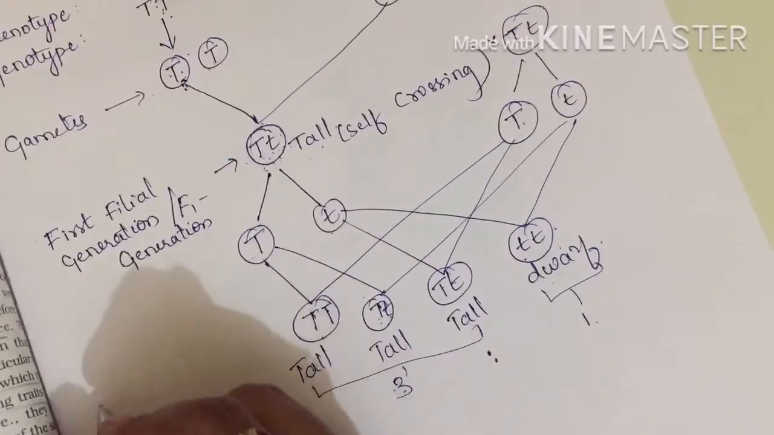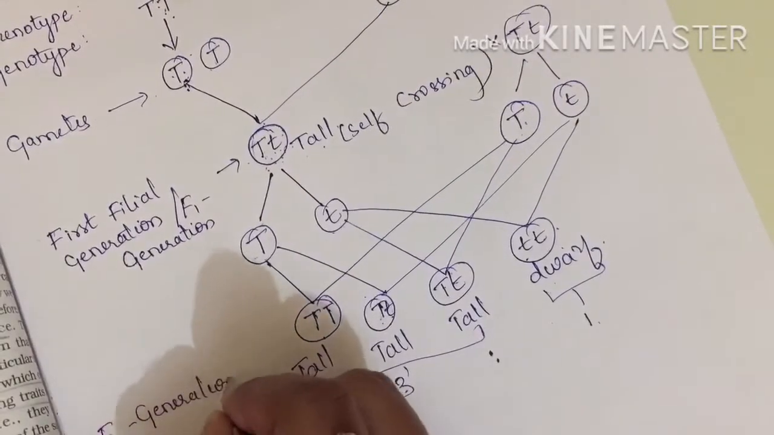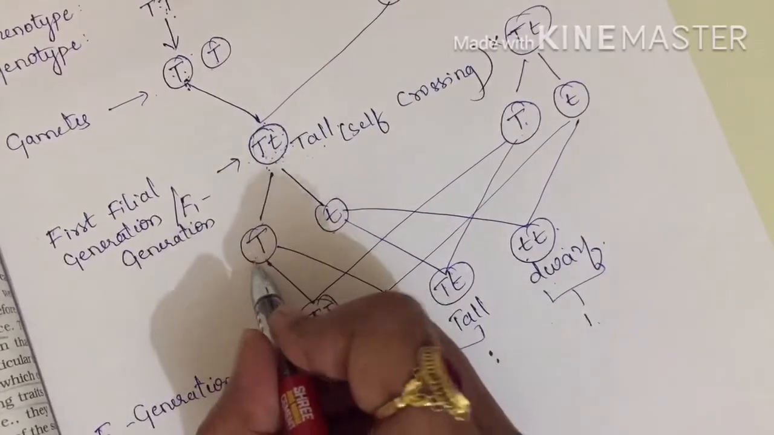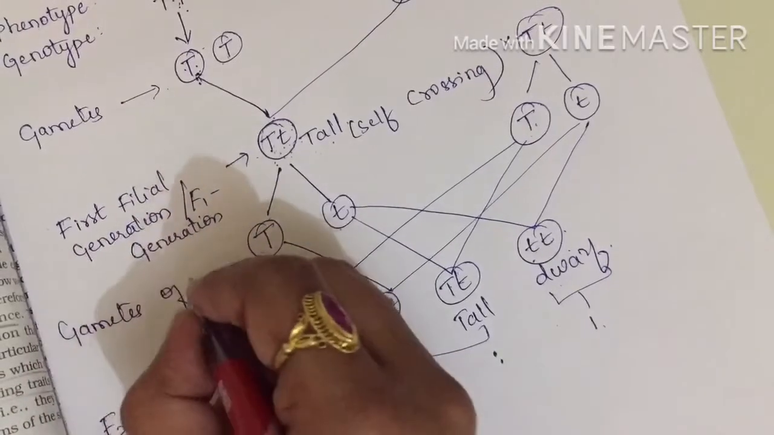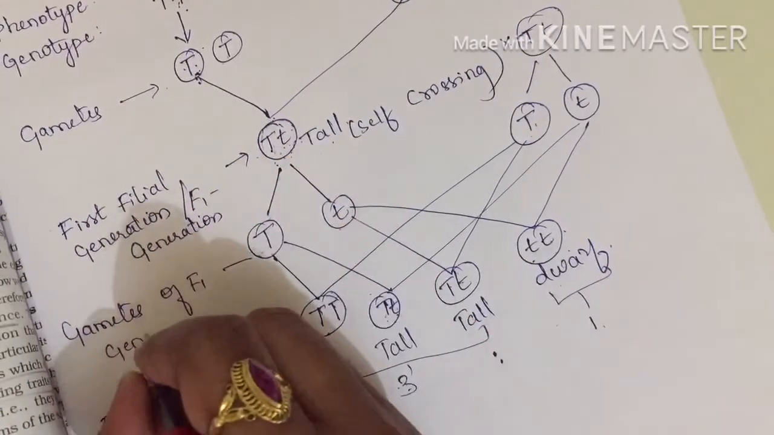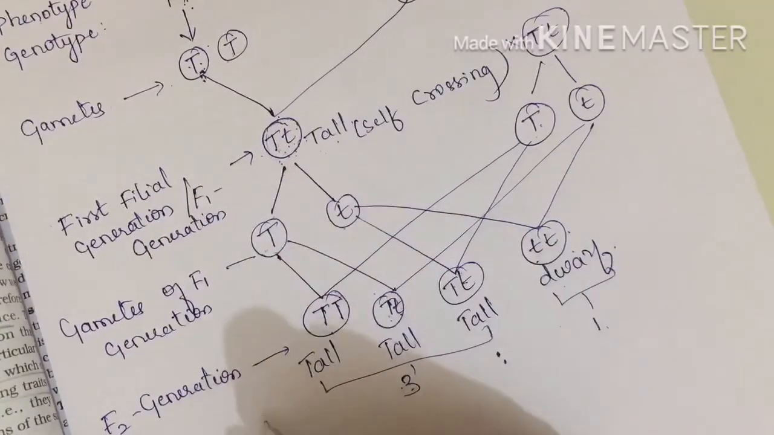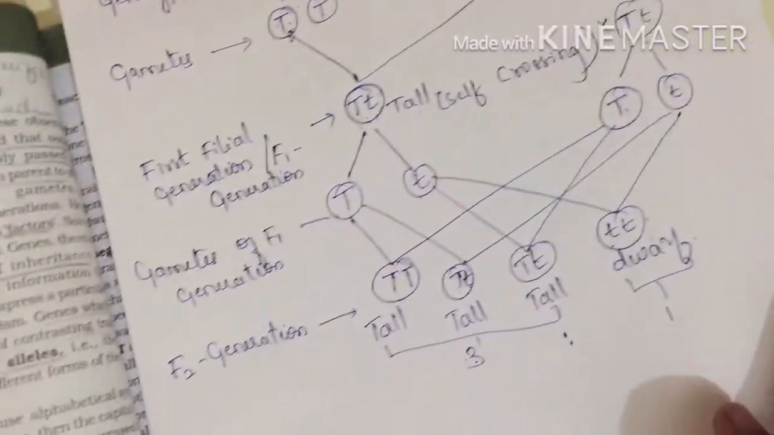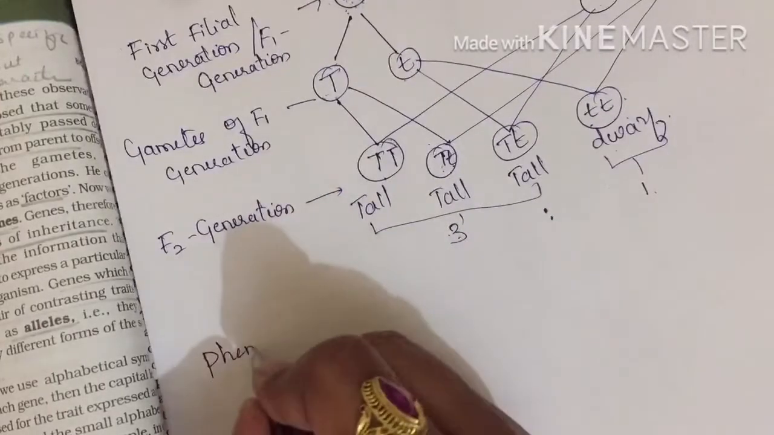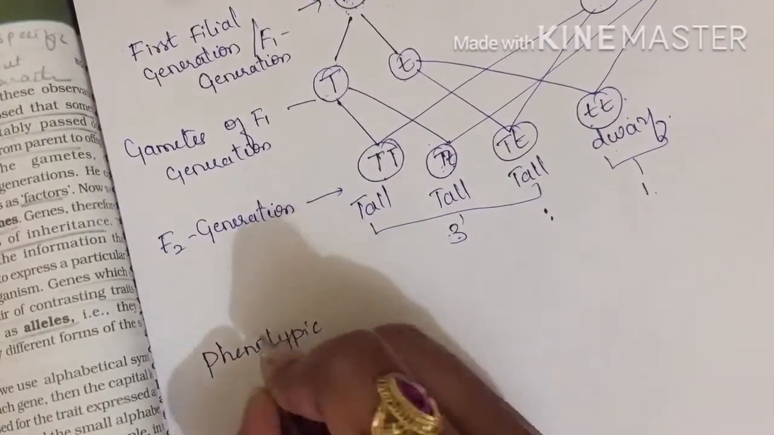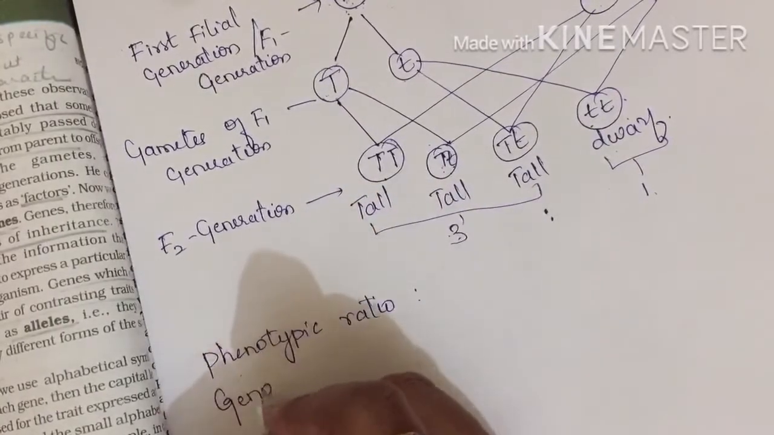Now here you are going to give the F2 generation. This one will be the F2 generation. Now for this, what will you write? Gametes of the F1 generation. And for the next one you will write the F2 generation. After crossing this, you are going to write the phenotypic ratio and the genotypic ratio.